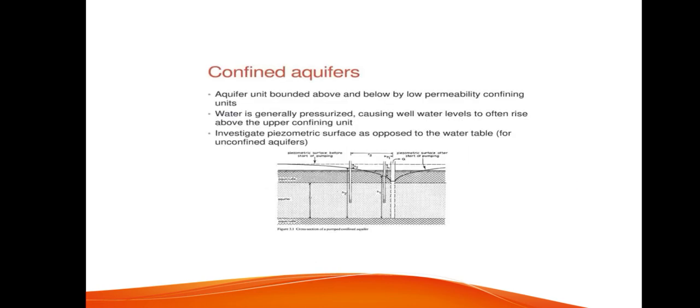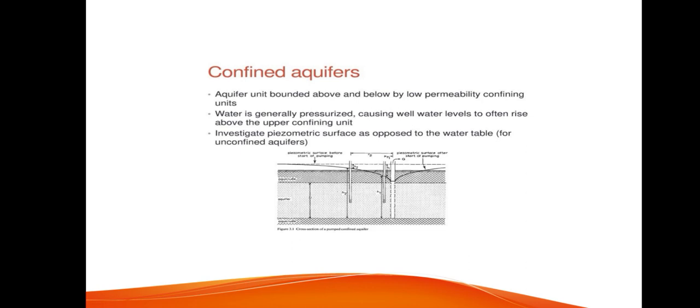Next, confined aquifers. An aquifer unit bounded above and below by low permeability confining units. So when we say confined aquifers are bounded above and below by low permeability confining units, it means that the aquifer, which is a layer of permeable rock and sediment that can transmit and store groundwater, is surrounded by layers of rock or sediment that have low permeability.